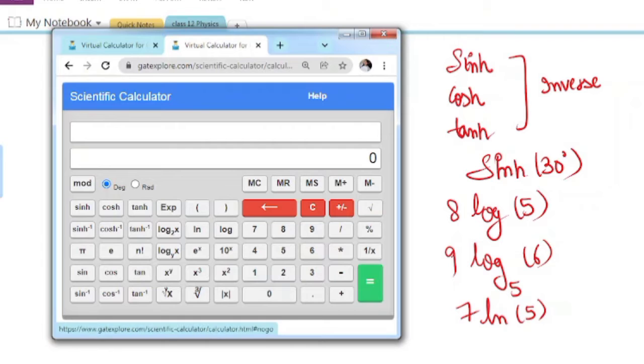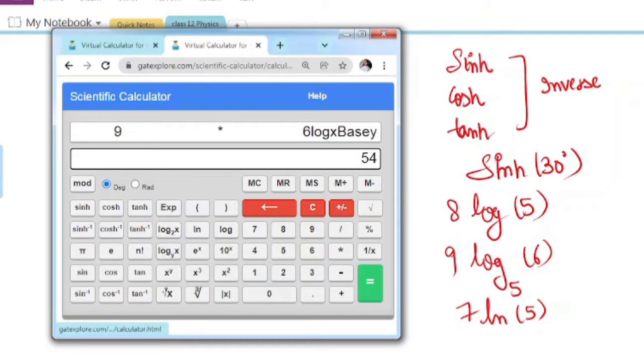Okay. Same with the base value, you have to put 9 multiplied by 6 with this function and the value of y is, here comes a confusion. Okay, it multiplies 9 into 6, it does not consider the function.